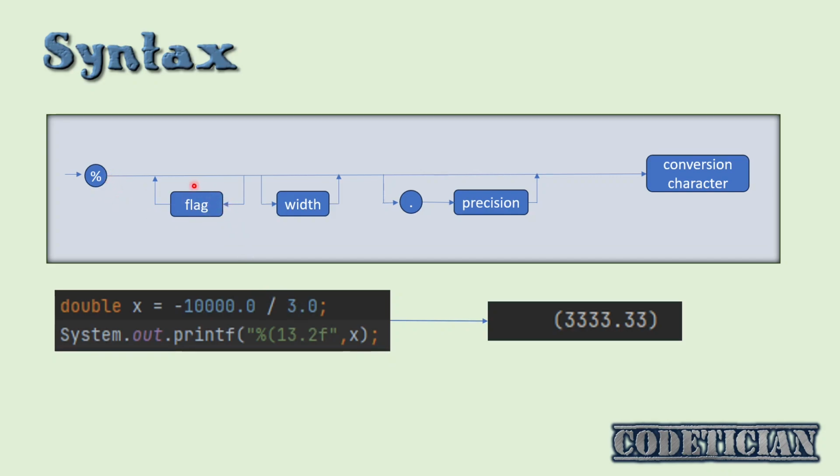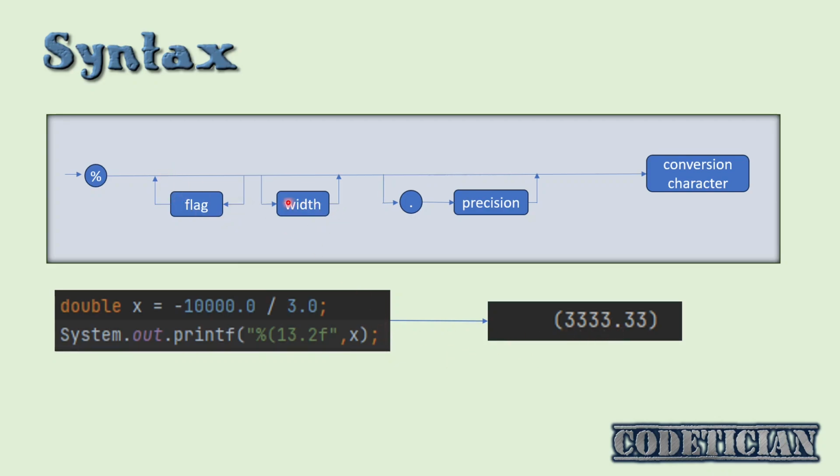After the percentage sign, you can add flags, and you can add multiple flags. That's why I've shown this as a loop. So you can add one flag and then another flag, and another flag. In this example, I'm just using one flag, which is the left parenthesis, which will transform my negative number. So it will enclose my negative number in the two parentheses.